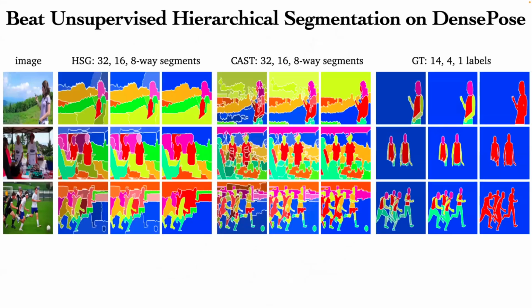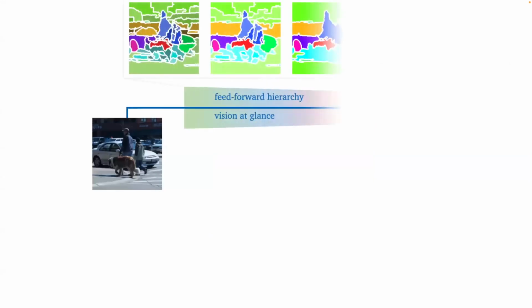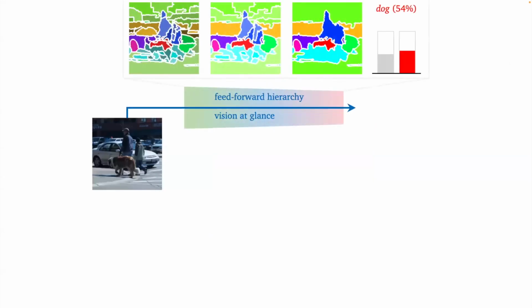Anyway, we can do this on DensePose. We are unsupervised learning. You can see the ground truth, the whole person, 4 labels, 14 labels, and you can see our results. You already see the shape of the person and body parts, unlabeled. What's so interesting is that given the image, I can feed it forward. It's capturing vision at a glance. You take a quick glance, you see this.